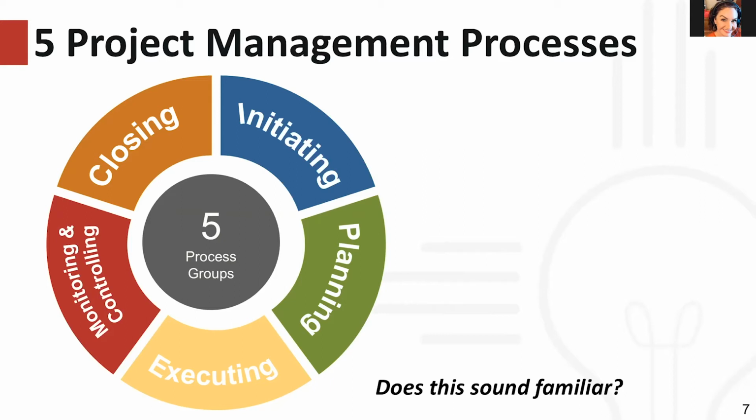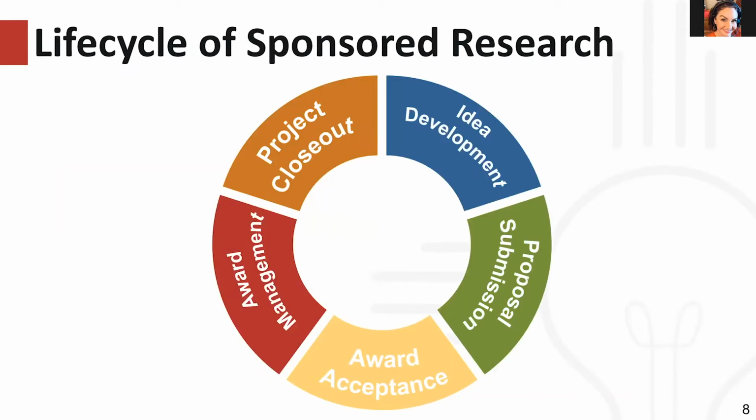So I'm wondering if these process groups sound familiar to you. And they should, because the 5 processes of project management are very similar to the life cycle of a sponsored research project. So your idea development is going to most closely align with the initiating and somewhat the planning processes of project management. Your proposal submission and award acceptance are usually, again, part of the planning phase. Your award management is going to involve the executing as well as the monitoring and controlling processes. And then finally, both our projects and our sponsored research are going to undergo those closeouts.